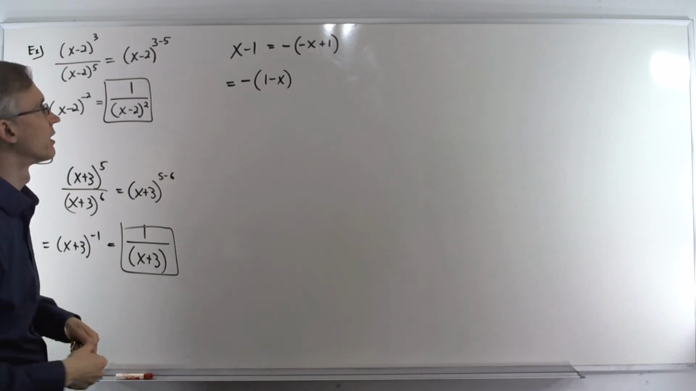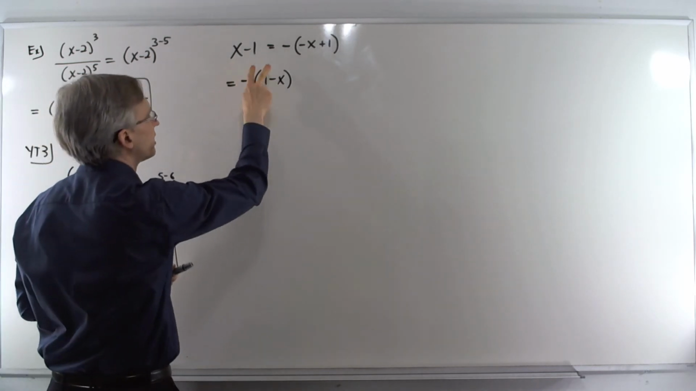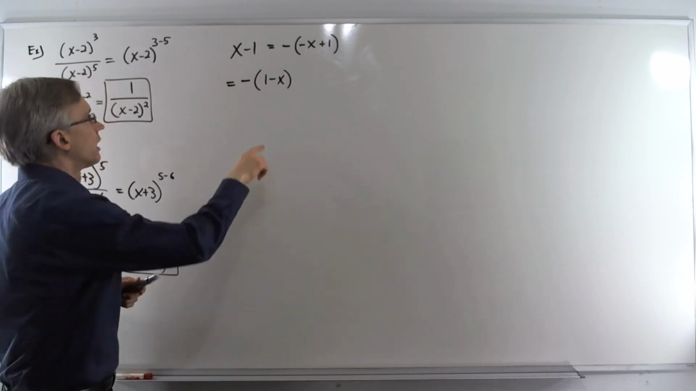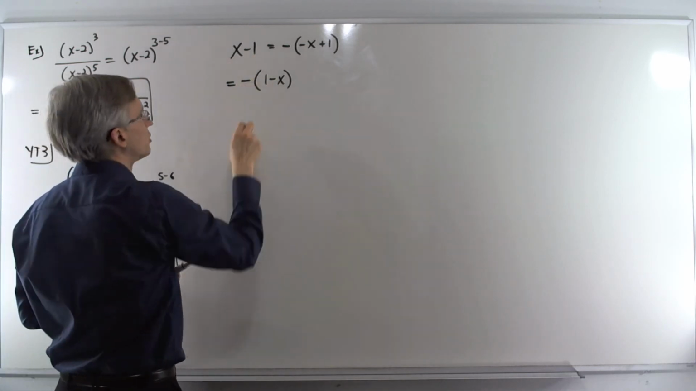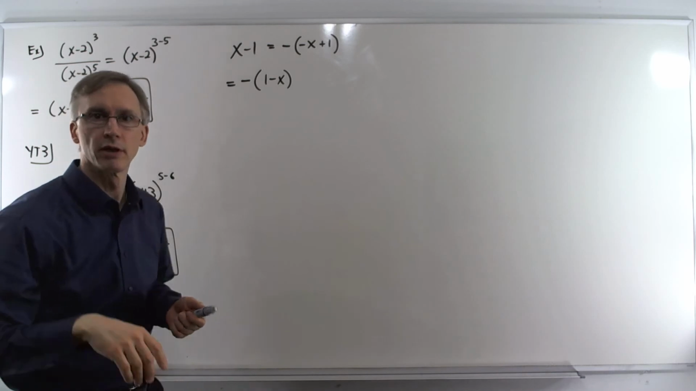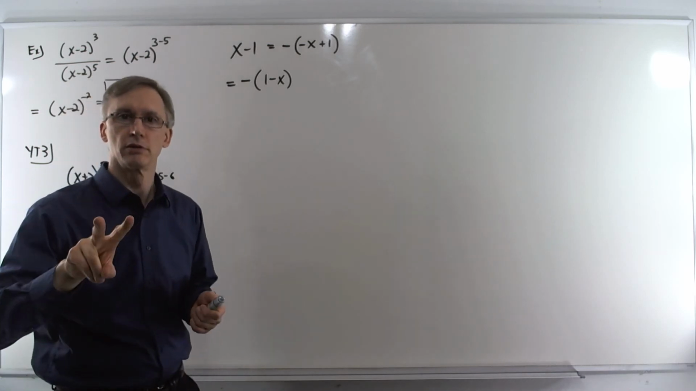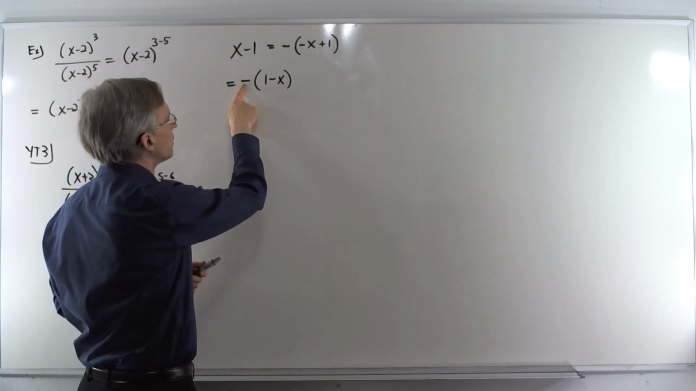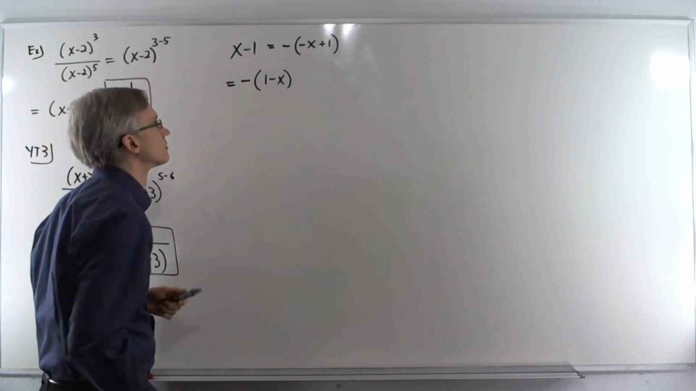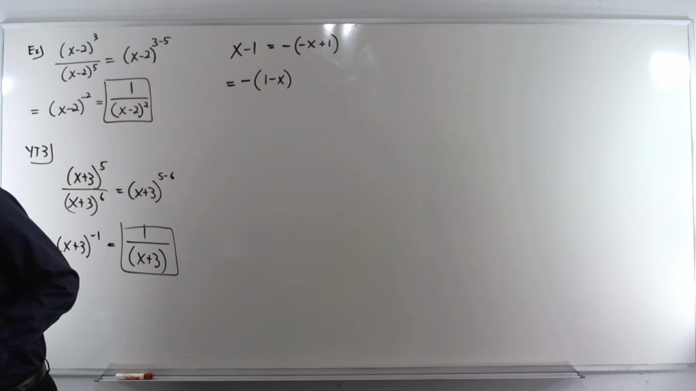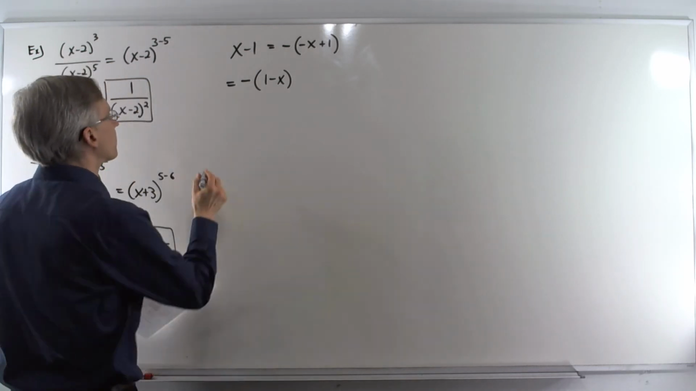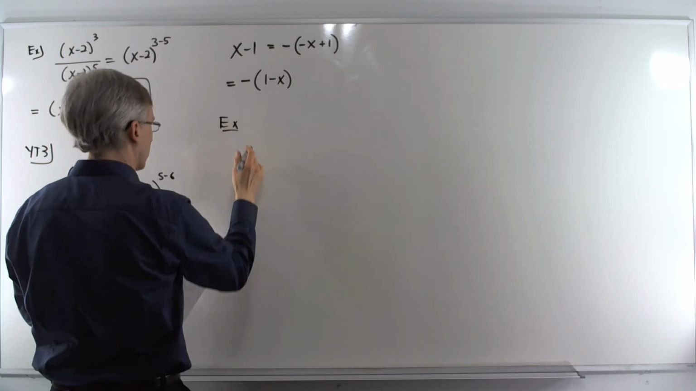So look what happened here. Here we have x minus 1, here we have 1 minus x. All we've done is change the order and make it negative. And that's something we can do all the time. If you ever have a binomial and you need to change the order, just factor out a negative 1. And we'll see how useful that can be in the next example.